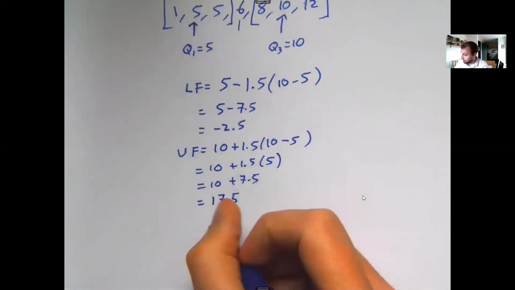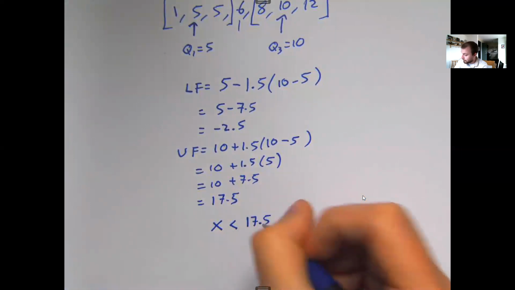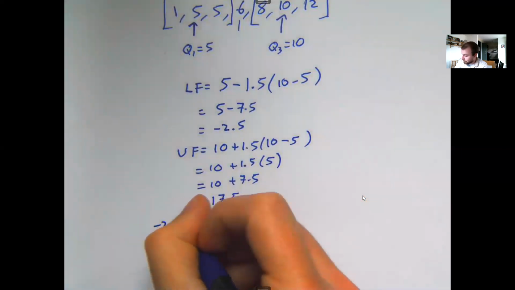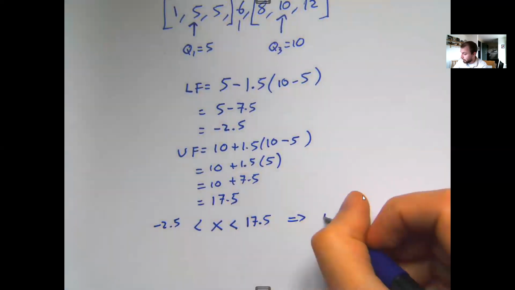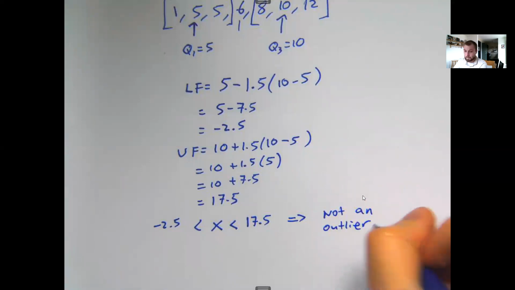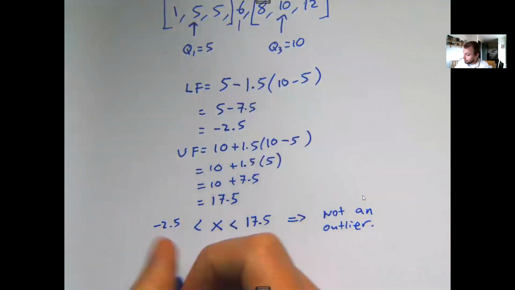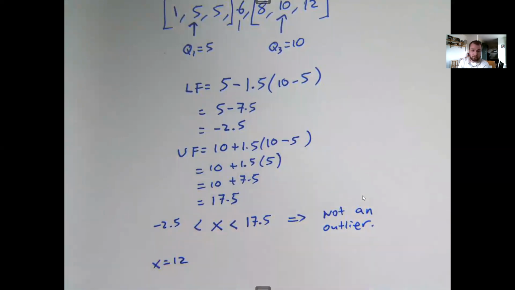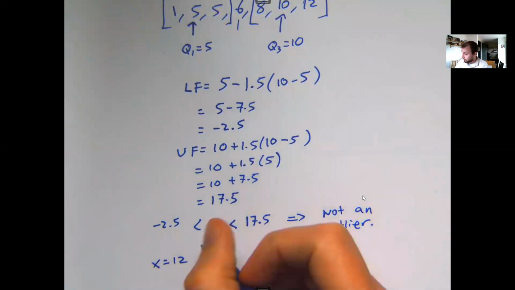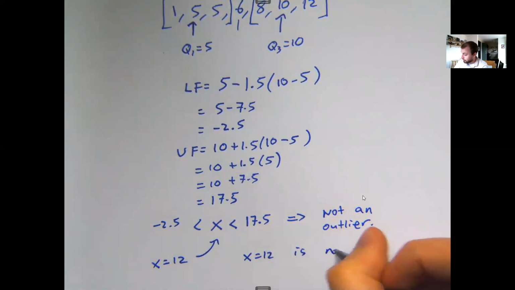So again, what this means is that if I have a value between my upper fence and my lower fence, then it is considered not an outlier. And if it's outside of the fences, it's an outlier. Now, we were going to check x equals 12. I'm noticing that x equals 12 is between negative 2.5 and 17.5. So x equals 12 is not an outlier.